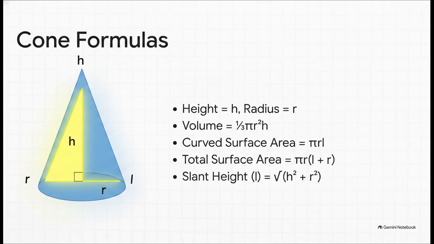Expanding on the cone, we see a totally new variable introduced, L, the slant height. This isn't the straight vertical height, but the angled distance along the side from the tip all the way down to the base edge. Because of this, the curved surface area is pi rl. The total surface area adds the circular base back in, giving us pi multiplied by the sum of L and R. And you might be wondering, how do we find that slant height L if we only know the regular height and radius? We use the trusty Pythagorean theorem. The slant height L is simply the square root of h squared plus r squared.